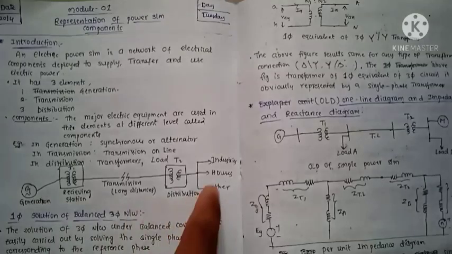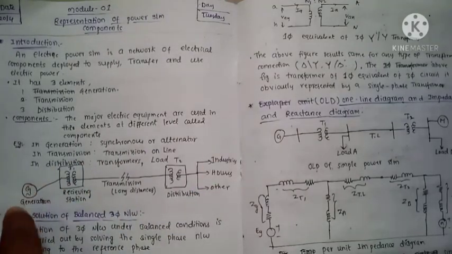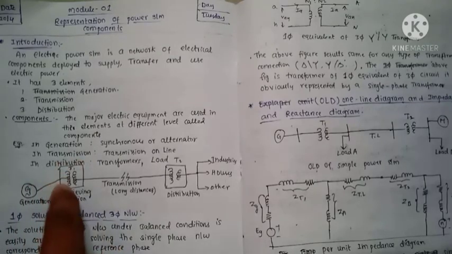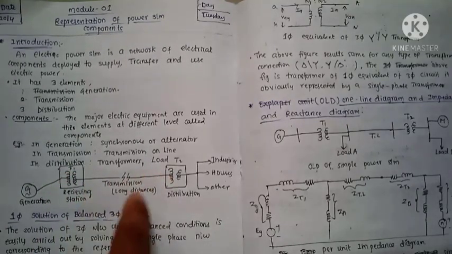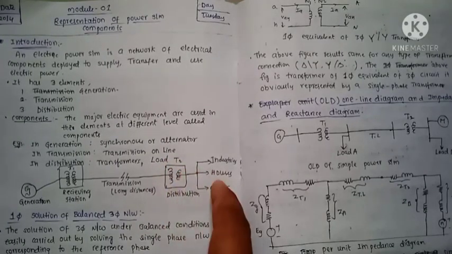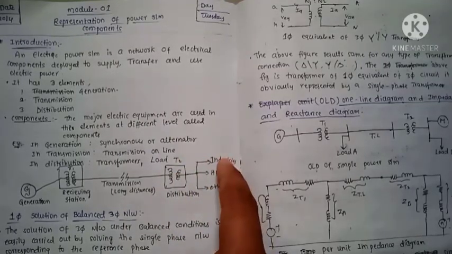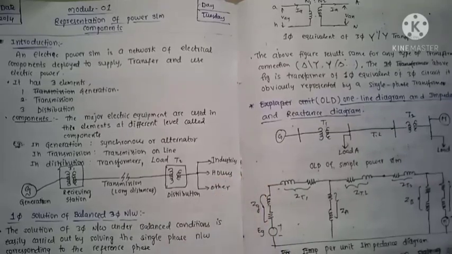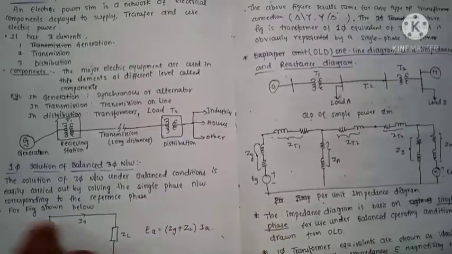Then a simple pictorial view of a power system has been drawn here. This is generation. From generation we pass to the receiving station where there will be a transformer, that is step up or step down, and then the transmission line over long distances, and we have a distribution substation at the distributor end. From the transformer, we step down the voltages and supply to the industries, houses and others. This is all about the introduction part.